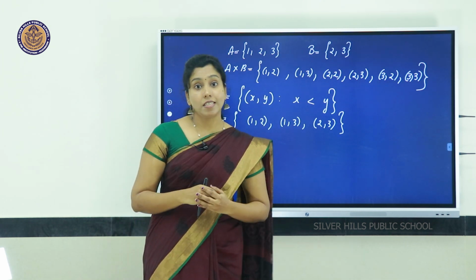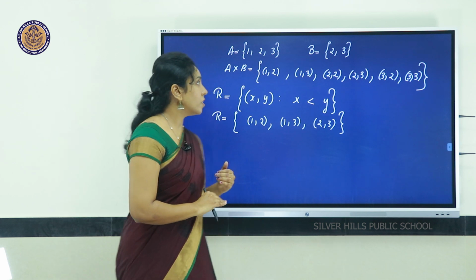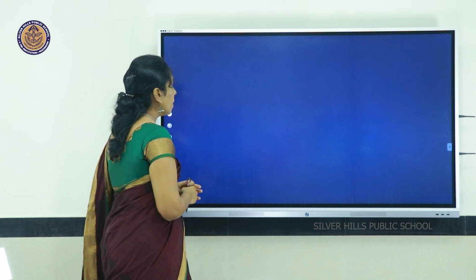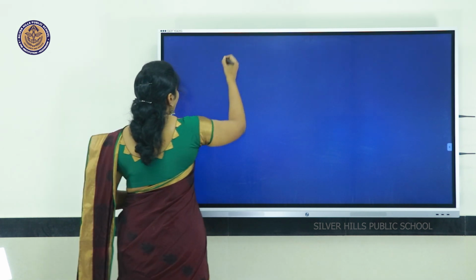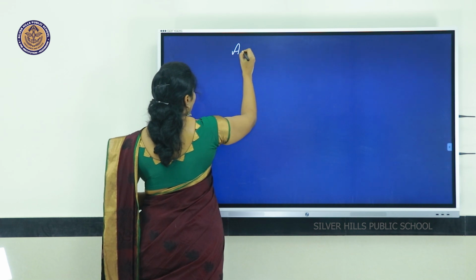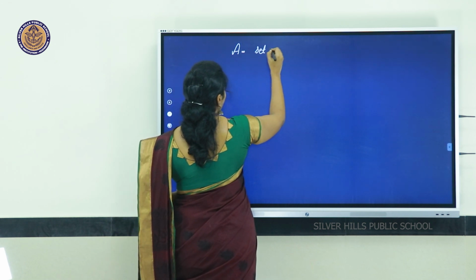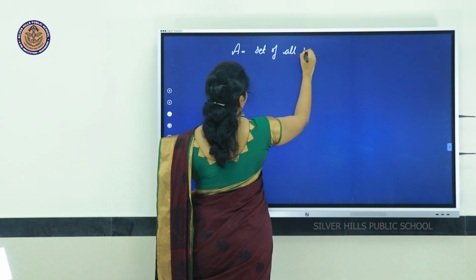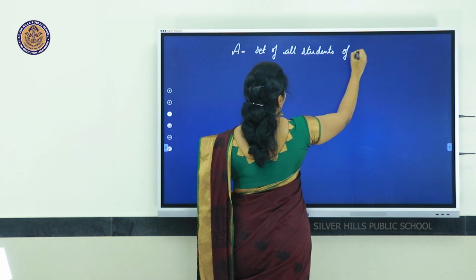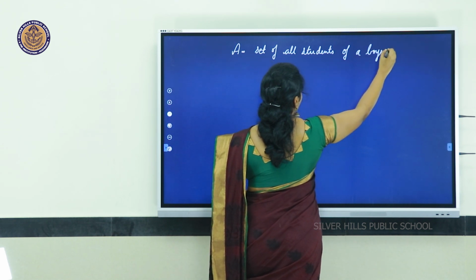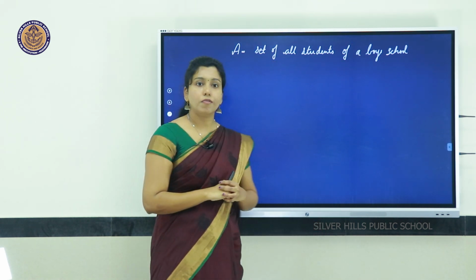So now let's discuss different types of relation. So the definition is clear to you. Now let's move to the different types of relation. I'll give you one example, then we'll move to the definition. Let's consider a set. What is our set? Say A is equal to the set of all students of a boys' school.